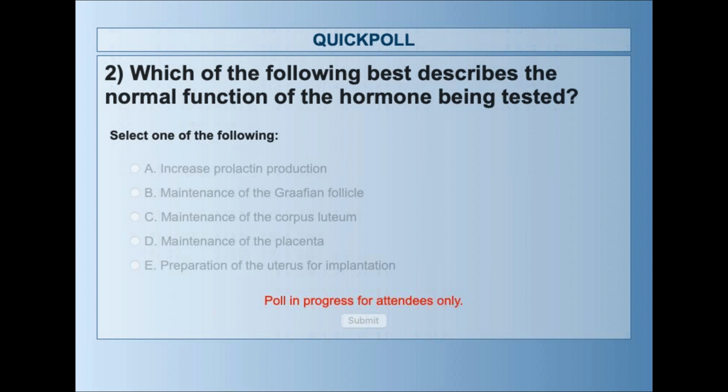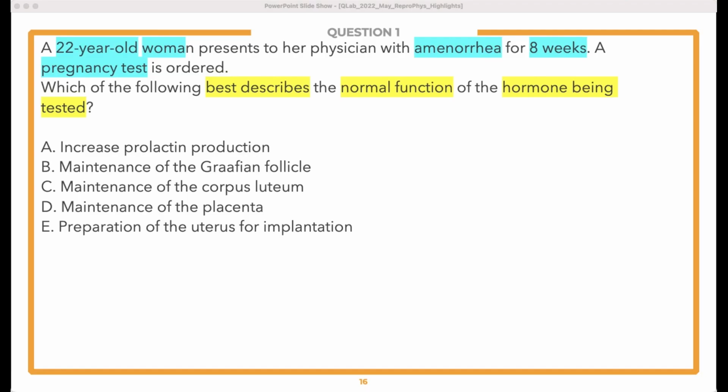Let's see, a little over 2/3 of you have voted. I'll give you a couple more seconds. Okay, so let's go ahead. I'm going to close this poll, and we are going to share the results.